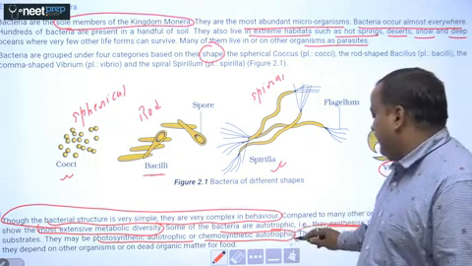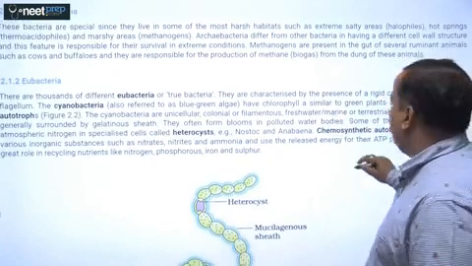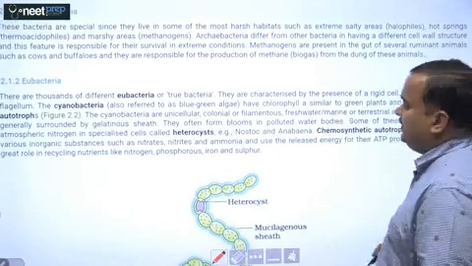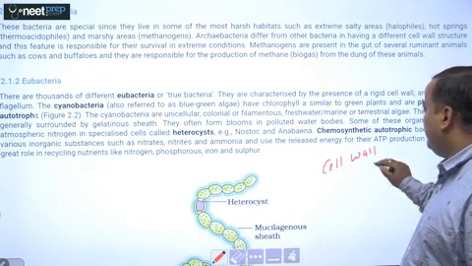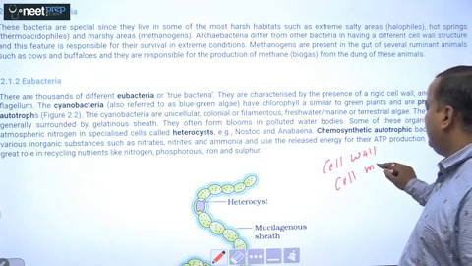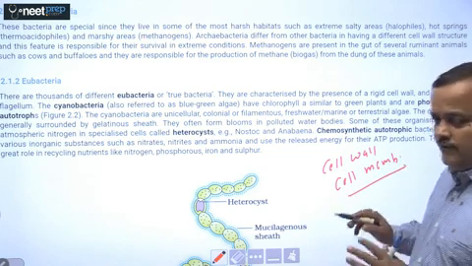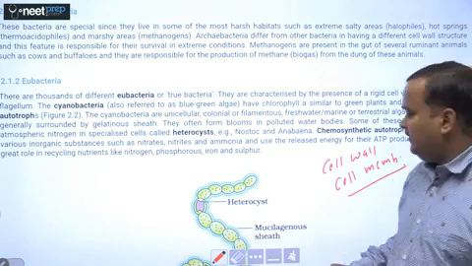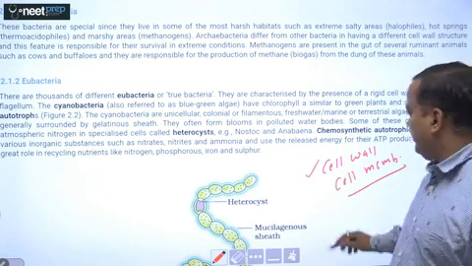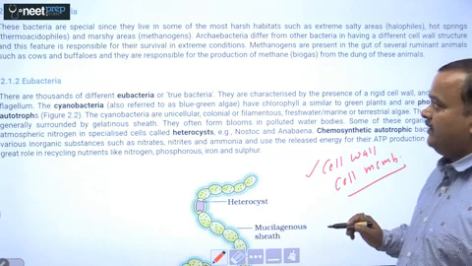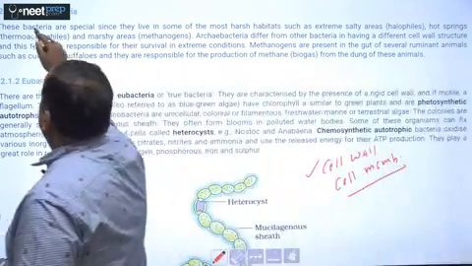Now, we divide bacteria into two different types, that is Archaebacteria and Eubacteria, on the basis of cell wall and cell membrane structure. Now, if there is a question where it is a choice between cell wall and cell membrane, you will choose cell wall. Preference will be given to cell wall. Now, archae means ancient. So they are ancient bacteria.